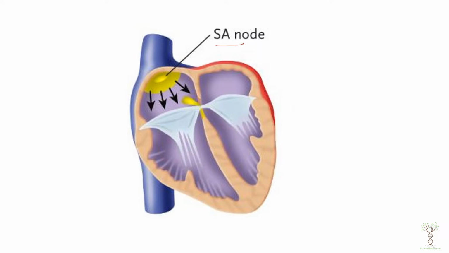The SA node is our pacemaker, and that is in the posterior upper portion of the right atrium. That action potential is going to spread throughout both atria. So the electrical connection between cells, because of gap junctions, helps that spread very quickly. So the depolarization of the SA node leads to depolarization of the muscle cells in the atria.